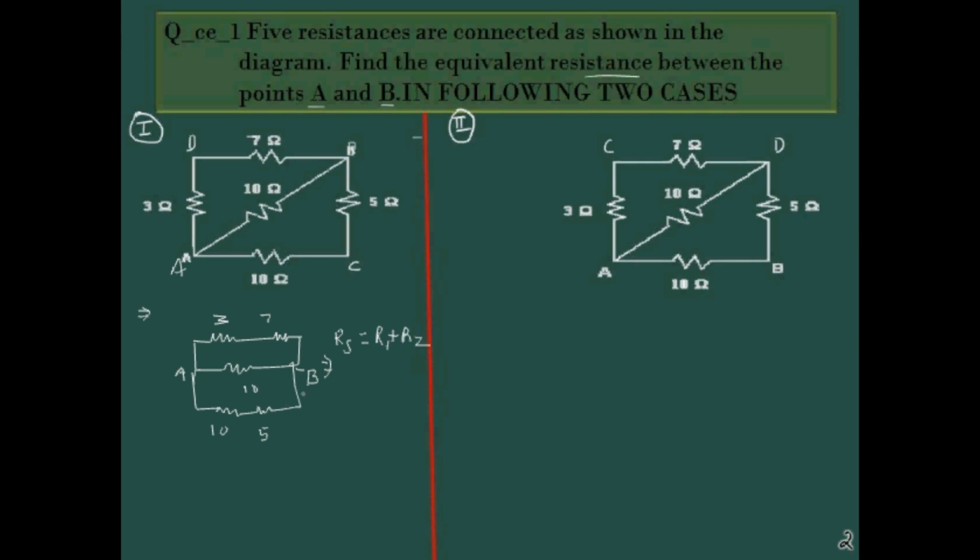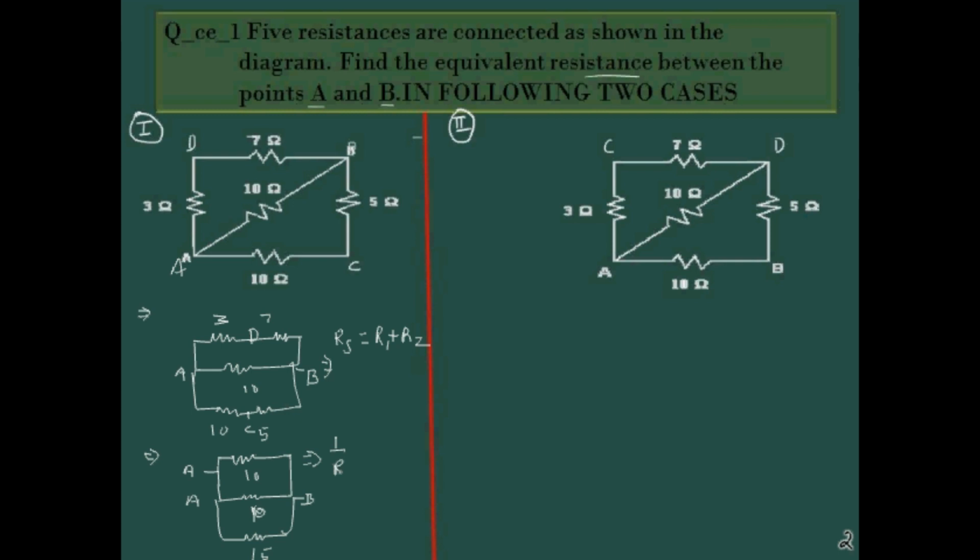In the upper branch, the two resistors 3 ohm and 7 ohm are connected in series, and the resultant resistance of series is R1 plus R2. Points D and C are meaningless here. Between A and B, we have the upper branch and lower branch. In the lower branch, 10 and 5 ohm are connected in series. So between A and B, the upper 3 and 7 make 10 ohm. The mid branch 10 ohm is already there. And the lower branch ACB, total resistance is 10 plus 5, 15 ohm, because these are in series.